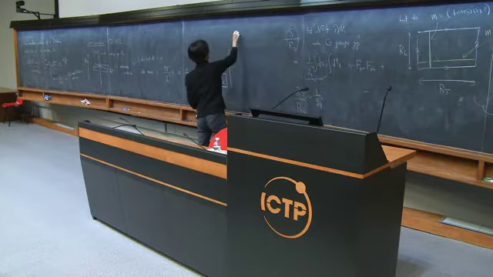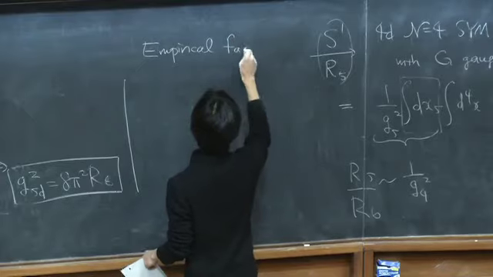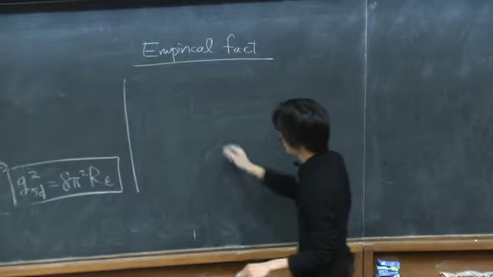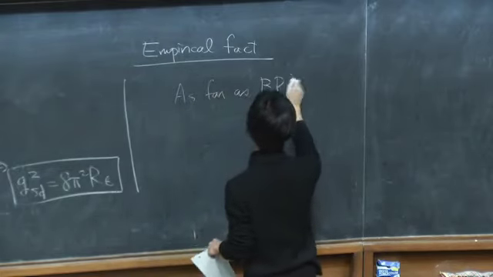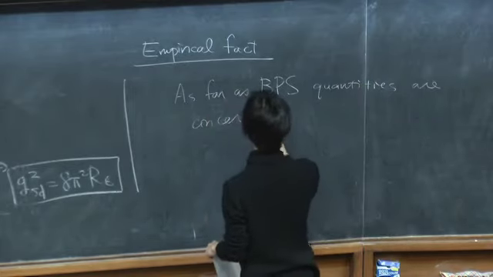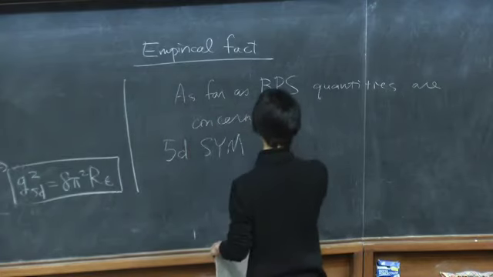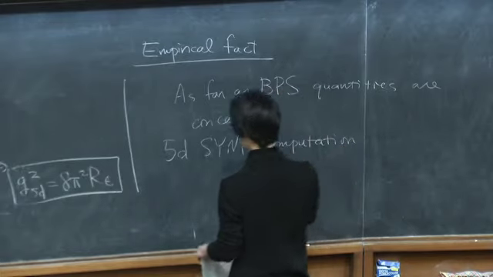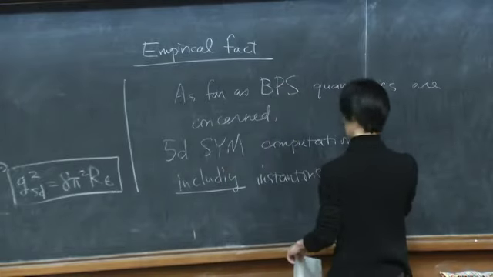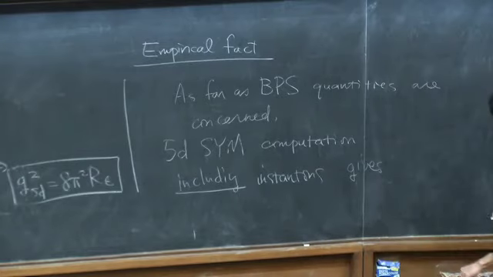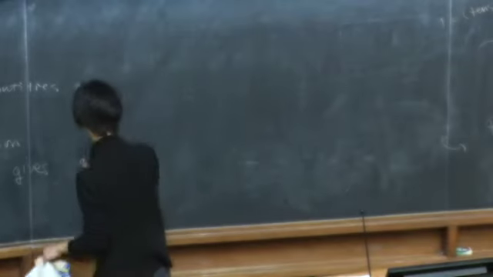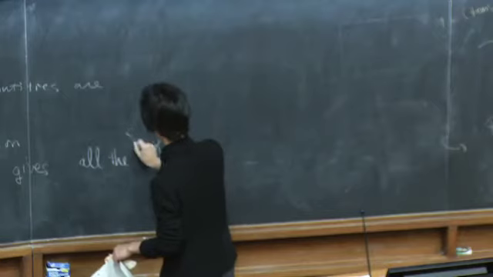And there is an empirical fact here. As far as BPS quantities, supersymmetric quantities, are concerned, the 5D super Yang-Mills computation, including instantons, gives all the expected KK modes.